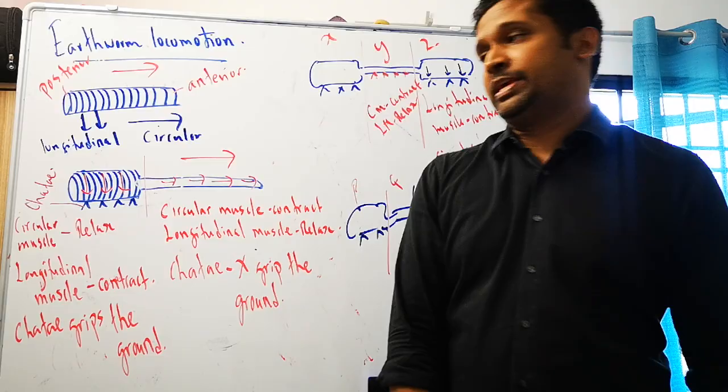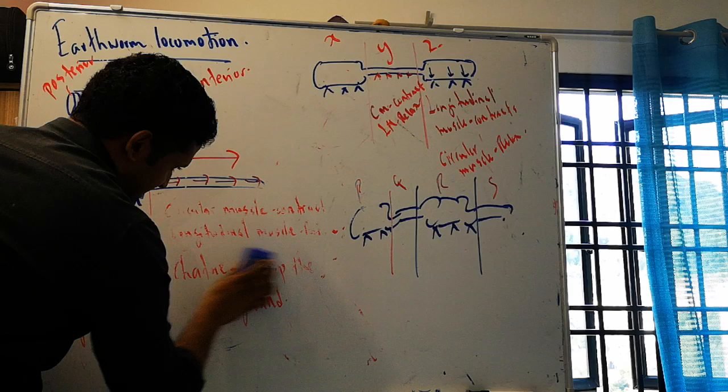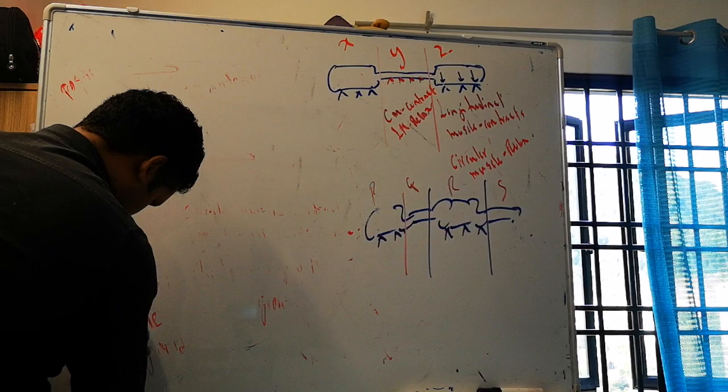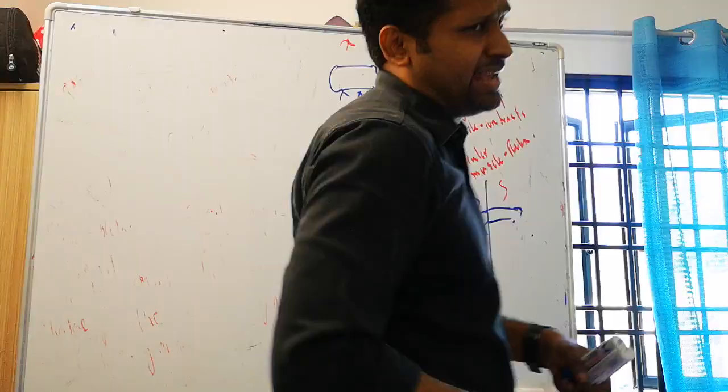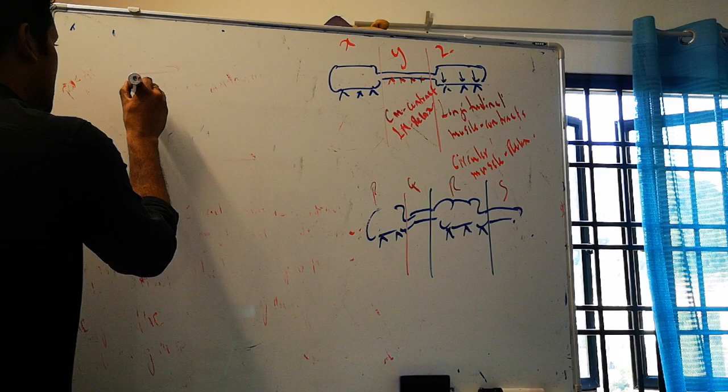Try the answers. Okay, now, one more thing I want to settle today, guys: the locomotion of insects. Insects can crawl. They can fly. And they can also jump. The example of insects in our textbook will be the grasshopper.